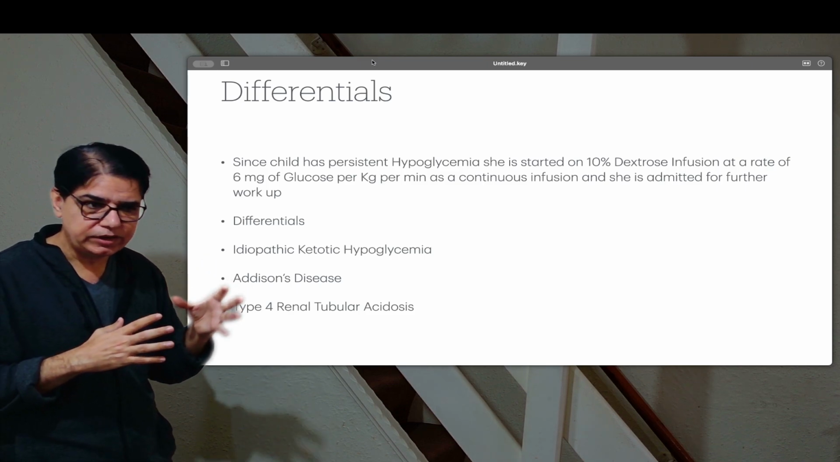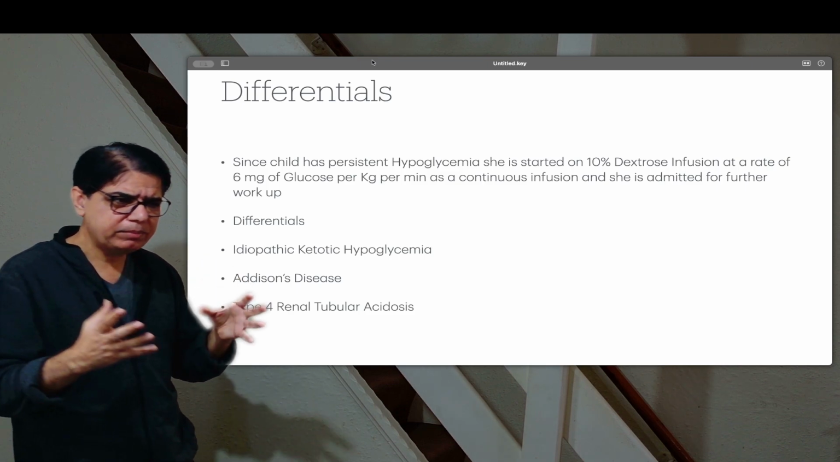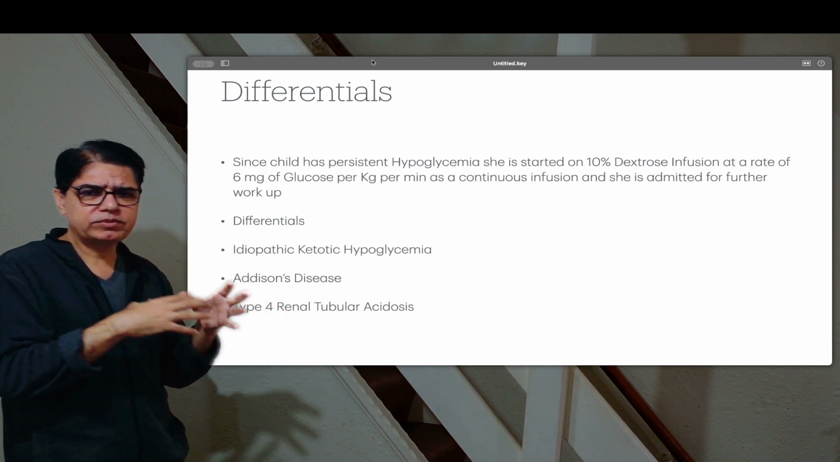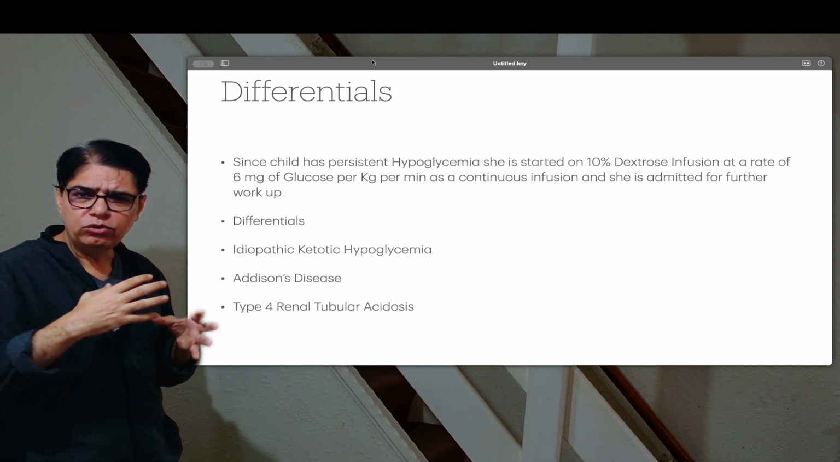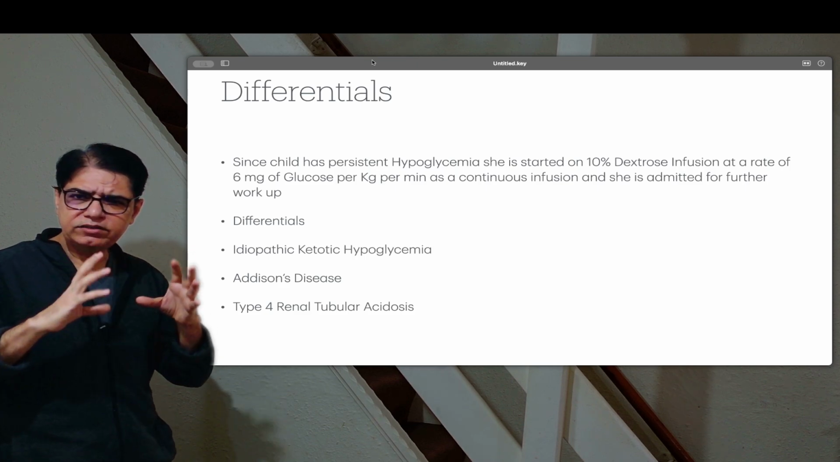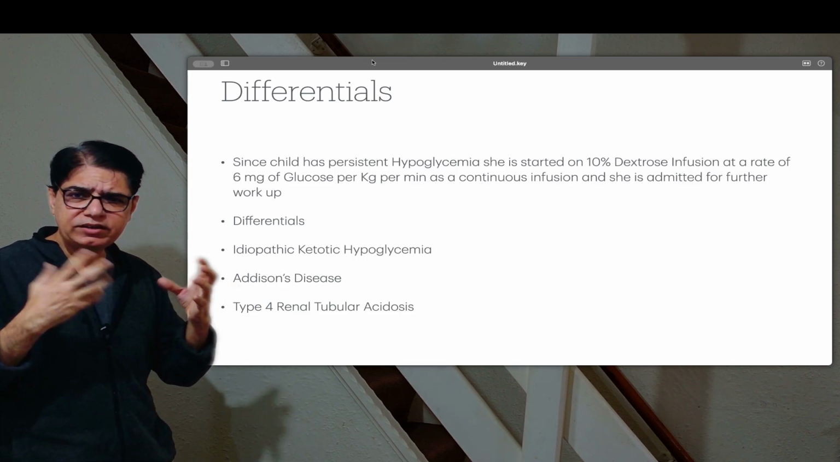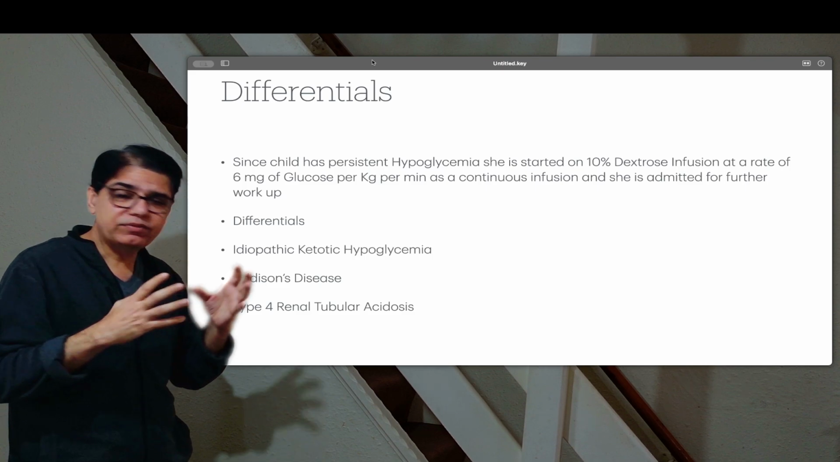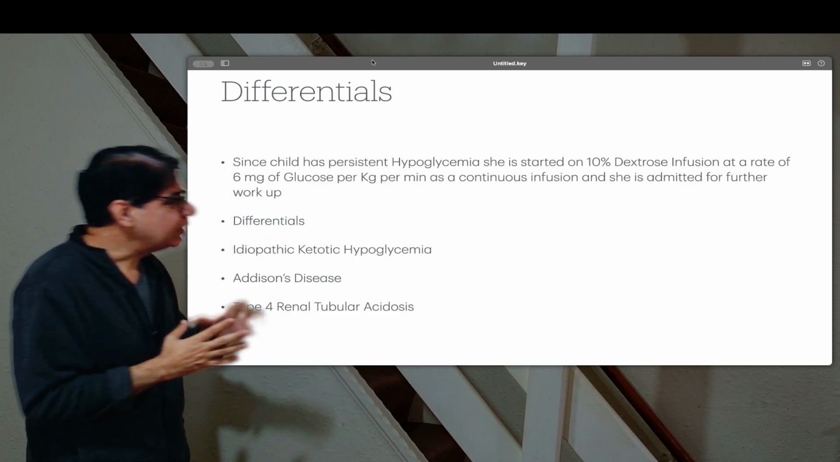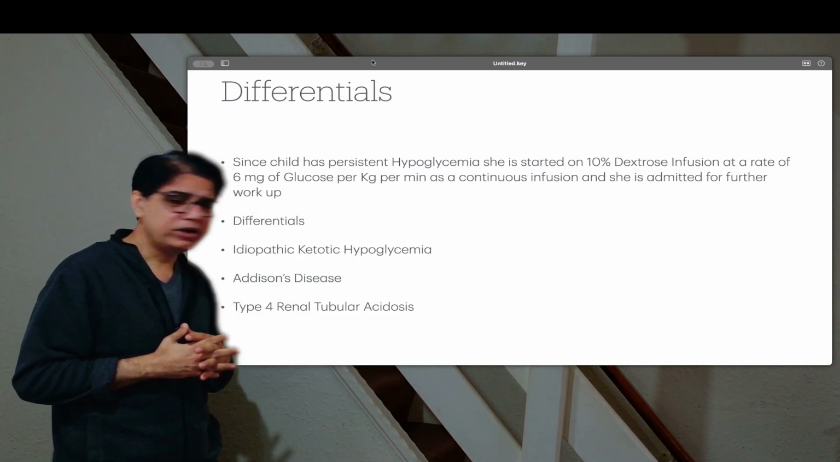There's nothing wrong with the adrenal gland, so the child would not have hyperpigmentation, though they would have other problems like hypoglycemia and low sodium. So Addison disease or adrenal insufficiency should be the other differential that you should keep in mind. And the third thing here is type 4 renal tubular acidosis.